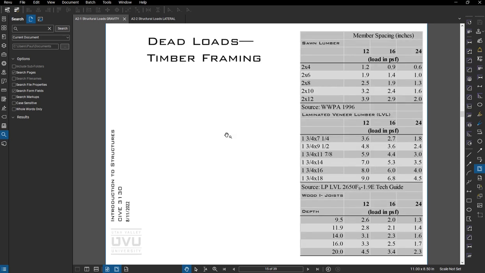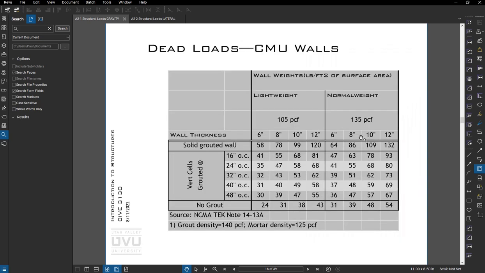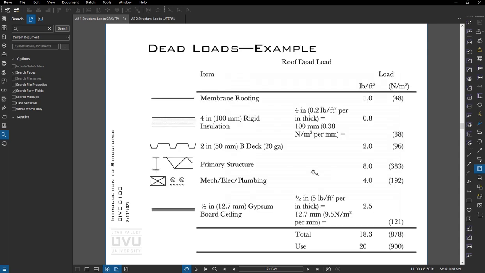Just different timber framing dead loads, basically some reference info for you guys. Dead loads of CMU walls, so masonry walls. Okay, so when I calc dead loads on a project, I'll just start at the roof, go to the ceiling, or a floor covering and go to the ceiling below that. So in this case, I've got a roof membrane, some type of insulation, some kind of deck, the structure, mechanical, electrical, and plumbing, and gypboard.